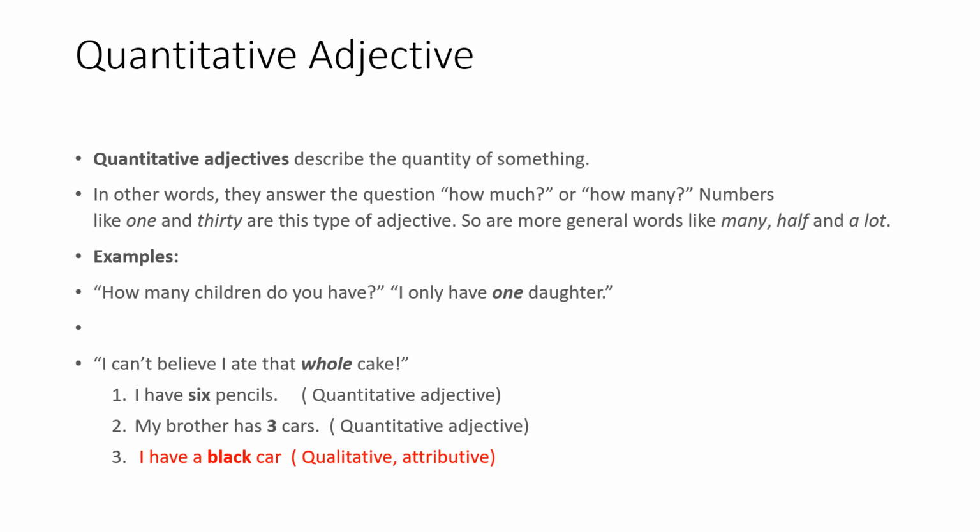I have a black car. We have black, which is qualitative adjective, not quantitative. It's qualitative and it's attributive. So this example was mentioned here in order to make you understand the basic difference between qualitative and quantitative. Qualitative is quality or description, while quantitative provides you information about the number or how many or how much.